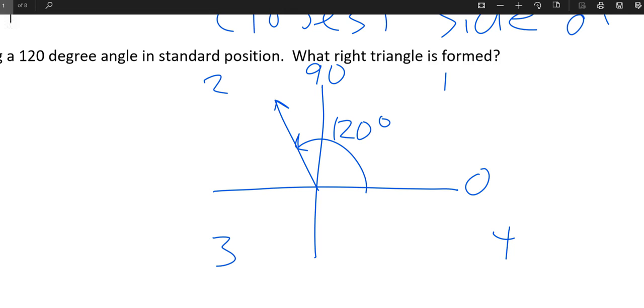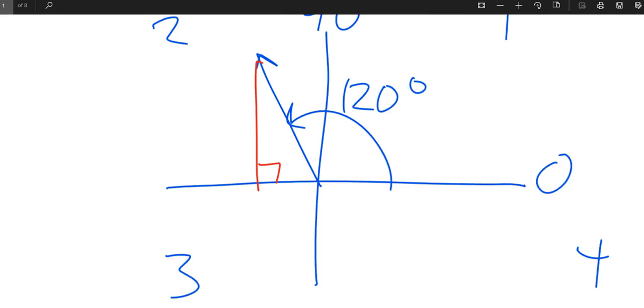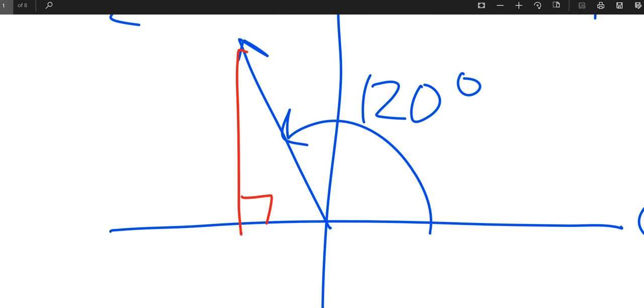And as we talked about earlier, we always drop that triangle side down to the closest side of the x-axis. What kind of cool triangle is that? Right triangle. Which special right triangle is it? That's a 30, 60, 90, right? We got a reference angle of 60 right there. So we have a cool 30, 60, 90. That right there is your reference angle.